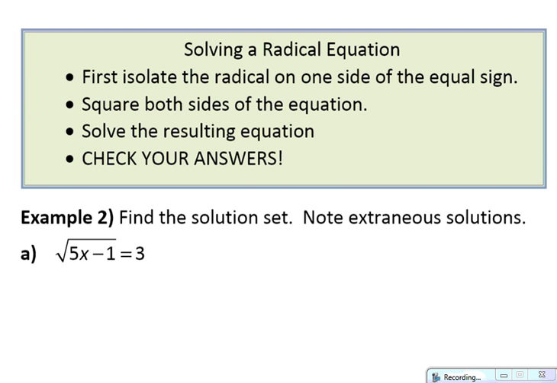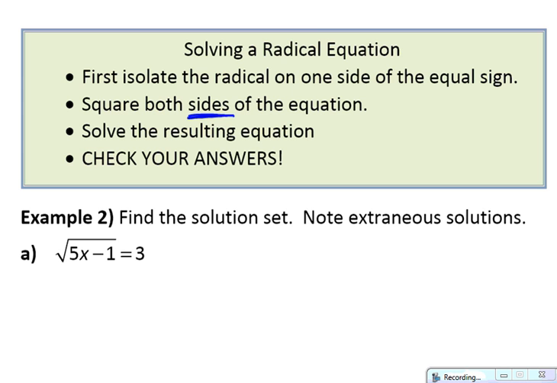All right, so steps, just very simply, for solving a radical equation. You're going to first isolate the radical on one side of the equal sign. Then you're going to square both sides of the equation. Solve the resulting equation, and then check your answers and decide if one of them or both of them is extraneous. All right, so here we go.